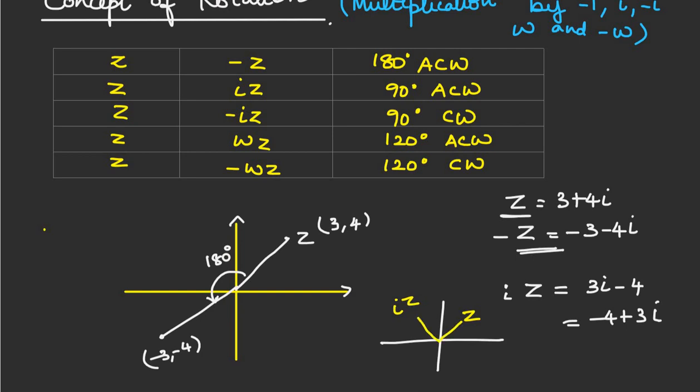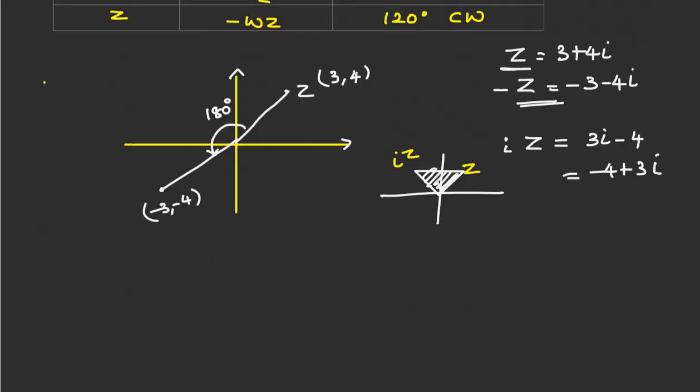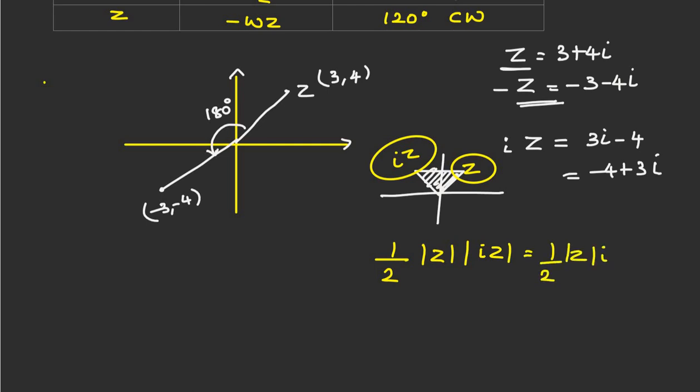Now joining z and iz, we get a triangle. I want to find the area of this triangle, with z and iz given here. Area of the triangle is half of modulus of z and modulus of iz, which is equal to half modulus of z into modulus of z, which is equal to modulus of z square divided by 2.